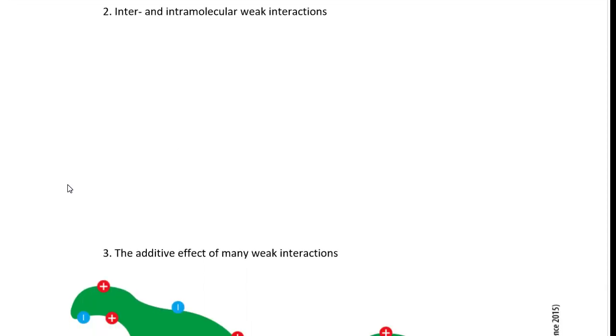So, enter intramolecular weak interactions. Intermolecular weak interactions are when you have 2 molecules, for example, water and let's say a carboxylic acid group, which has a negative charge. We can just call this an amino acid. Let's say this is an amino acid here. And this is a hydrogen bond, a weak interaction between two different molecules, right?